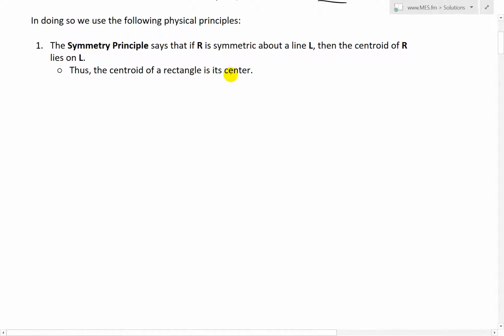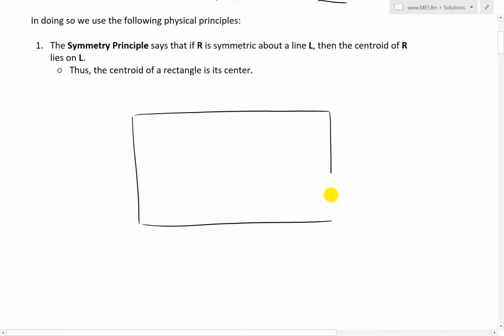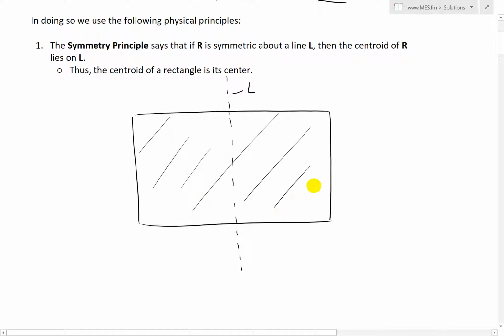The centroid of a rectangle is its center. For example, if we were just to draw a rectangle like this, the center of mass or the centroid of this, let's draw the lines of symmetry. There's multiple lines of symmetry across this. So this is a line of symmetry L of this rectangle. So this region R, let's say this whole region is R.